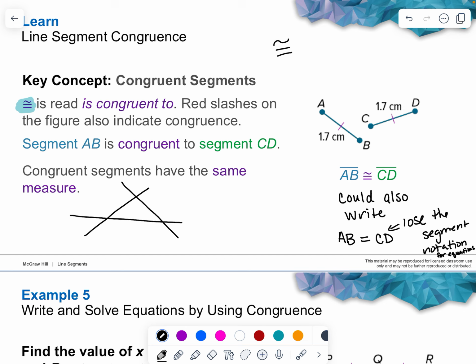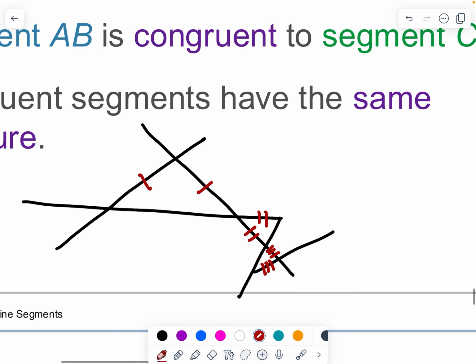I'm going to do some other things here, okay. And then I'm going to grab a little red one, okay. I'm going to say that this segment here is congruent to this segment here. This one in here, see how I'm going to put 2 marks, is congruent to this one in here. This guy in here is congruent to this guy in here. Oops, we're starting to get really small. I think I'm good there.